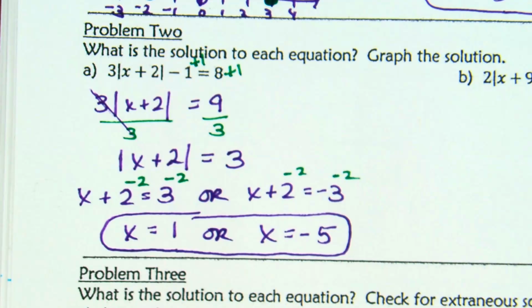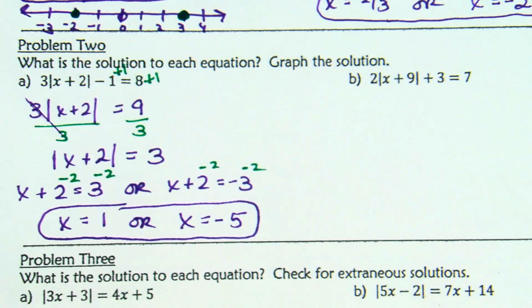Okay. So now you guys are ready to walk me through B? Two times the absolute value of x plus 9 plus 3 equals 7. What needs to be, that's step 1. What do you think, Mac?